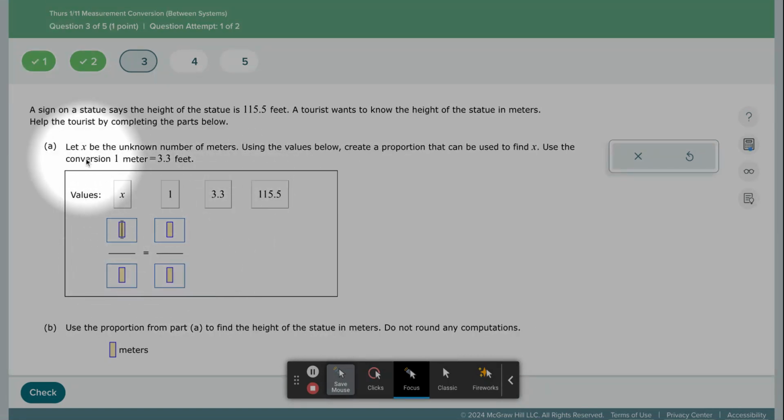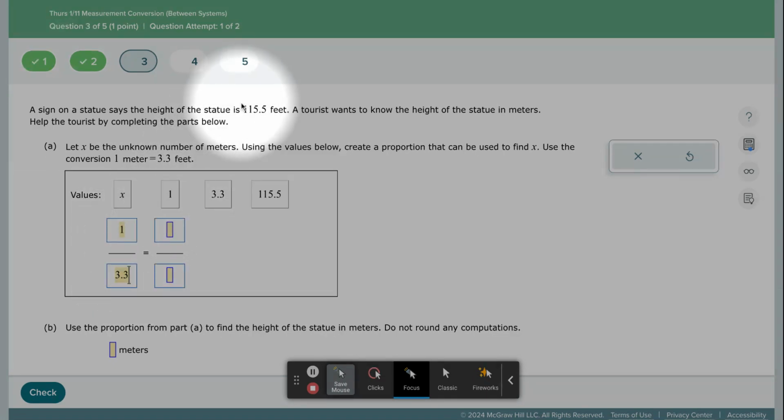Your conversion, which, remember, is the very first rate that you're setting up here. So my conversion is 1 meter equals 3.3 feet. So I'm going to do 1 meter equals 3.3 feet. That means meters is on top for me and feet is on bottom.